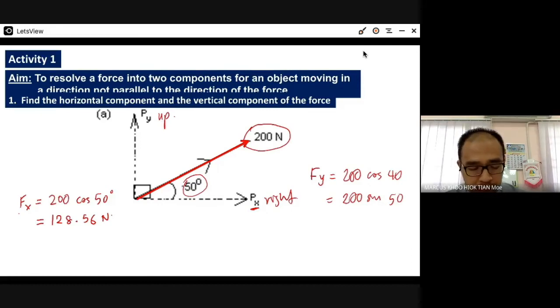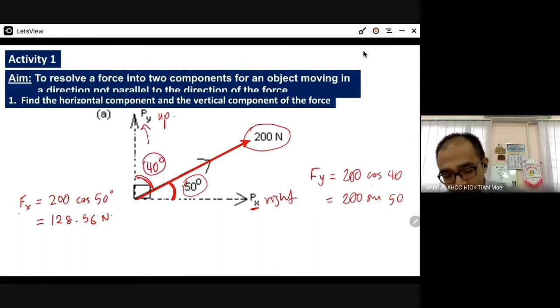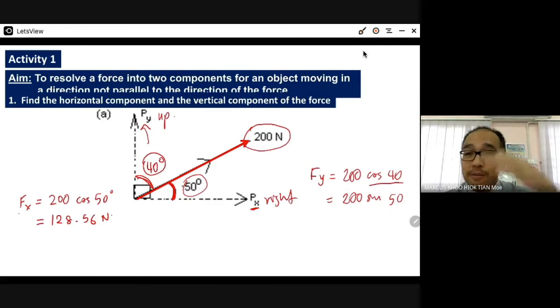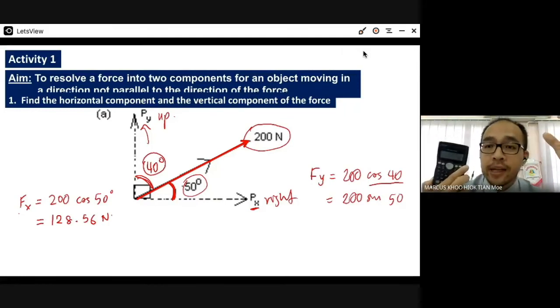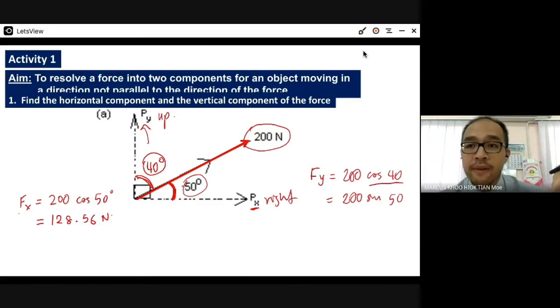Think about this. If this is 50 degrees, then this is 40 degrees, right? Since it's 90 degrees. And since the 40 degrees is touching the Y, you can use cos 40. It's not wrong. It is the same thing. If you press cos 40 and sin 50 on your calculator, you get the same value. So you can use that, no problem.